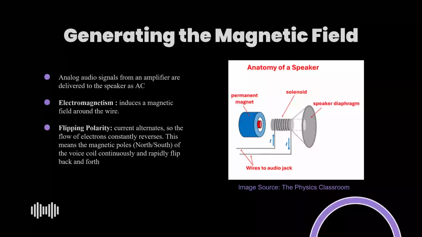And because the current is an alternating current, the flow of the electrons is constantly reversing. According to Faraday's law we studied in class, this means that the magnetic poles of our voice coil are continuously and constantly flipping back and forth between the north and the south pole hundreds of thousands of times per second, which makes the voice coil become a rapidly changing electromagnet.